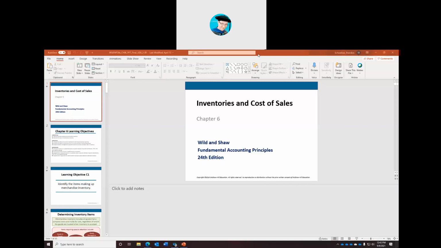Today we're going to be talking about inventory and cost of goods sold. This is a continuation from Chapter 5 when we discussed merchandising businesses and how to record merchandise transactions. We're going to take a deeper look at the products that we sell in our merchandising business and also cost of goods sold. How do we track cost of goods sold? How is the cost of those goods sold calculated? How is the value of inventory calculated? We're going to talk all about that today.